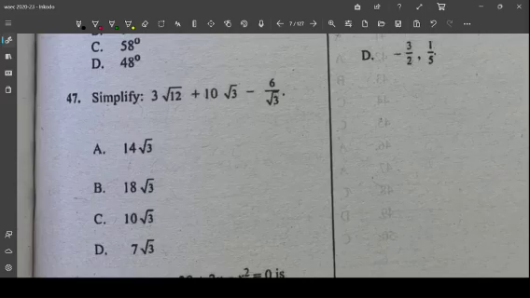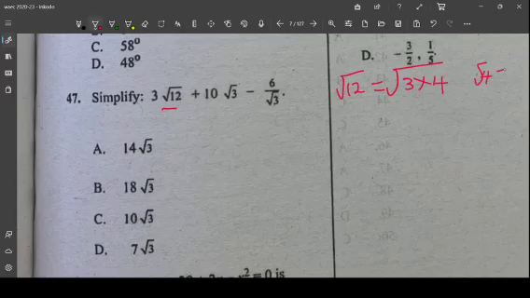It says simplify 3 root 12 plus 10 root 3 minus 6 over root 3. So the first thing I want to do is get all of them in terms of root 3. Let's see if that's possible. Root 12 is the same thing as root 3 times 4, and we know that the square root of 4 is equal to 2. So the 2 will come outside, then root 3. In place of root 12, I'm going to write 2 root 3.